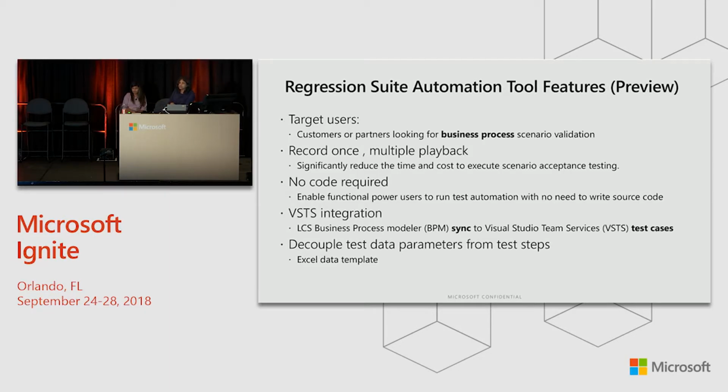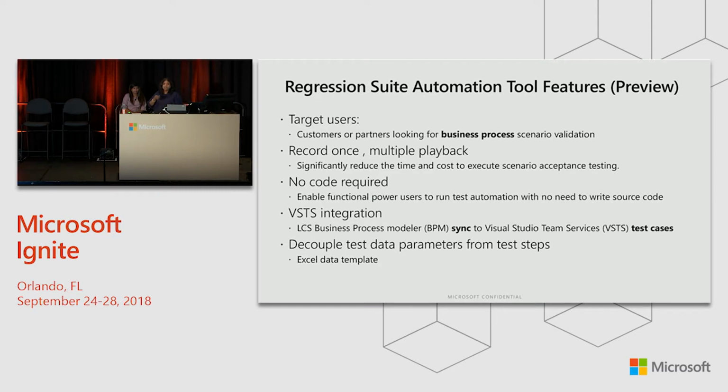It is integrated with VSTS, so with BPM you can enumerate your test cases. You can sync it with VSTS for tracking, and then you can also analyze your results in VSTS. One of the features that is part of this test suite tool is that you can have data parameters that are set up through Excel. So you can configure every time what your parameters have to be, and you can rerun the same test case. If you don't want to create the same customer every time, you just edit this Excel spreadsheet, and you can rerun it.